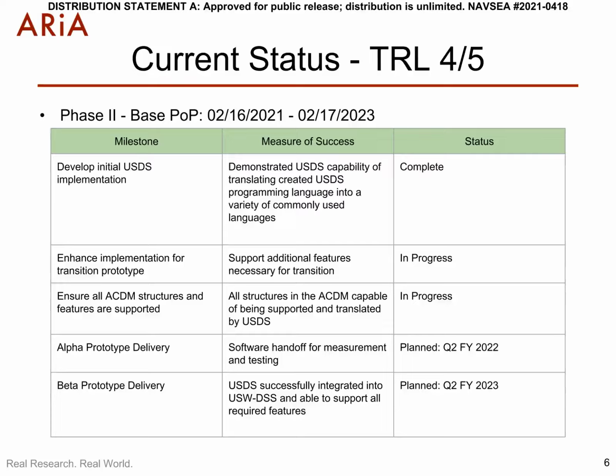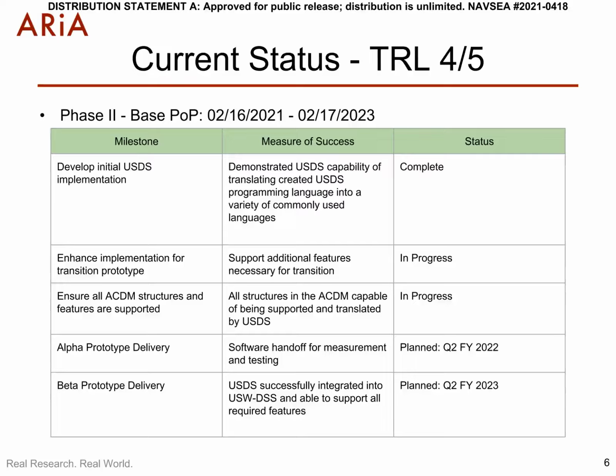This milestone is currently in progress. The third milestone is to ensure that all ACDM structures and features are supported. The ACDM is a document that contains data structures that are frequently used within the USDS. The measure of success for this milestone is that all structures in the ACDM are capable of being supported and translated by USDS. This is currently in progress.